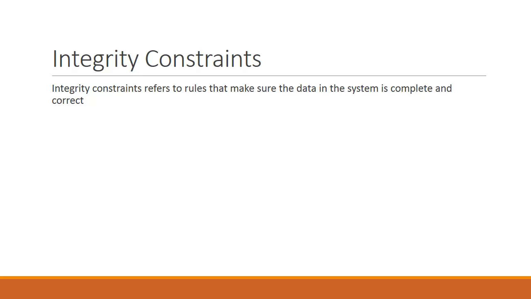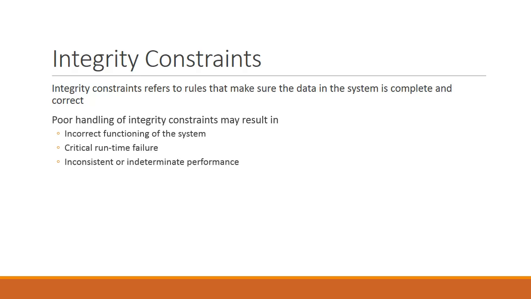Integrity constraints refers to the rules that make sure that the data in the system is complete and correct. If we do not handle integrity constraints well, it may result in some pretty bad things happening. The system may not function correctly. There might be a critical runtime failure as the system tries to access a piece of data that's not there, or the performance may be inconsistent or indeterminate.